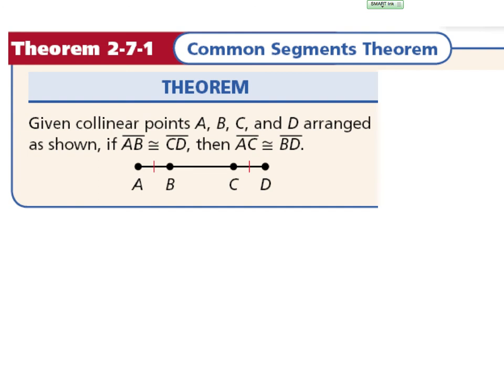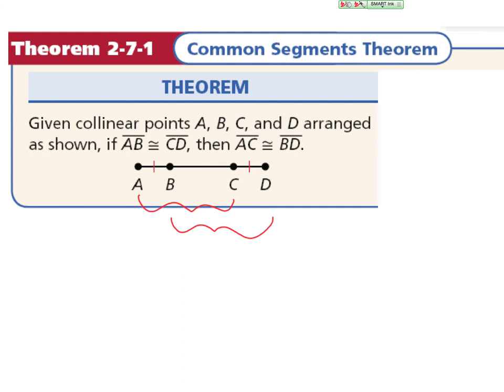This one is a certain way that the picture has to be. So your hypothesis, you have to have the segments in this order. Given collinear points A, B, C, and D arranged as shown. If AB is congruent to CD, some of you are just sitting, you need to be writing down your hypothesis. The hypothesis would be this diagram, A, B, C, D arranged in that order. If AB is congruent to CD, then AC's length is going to be the same as BD's length.